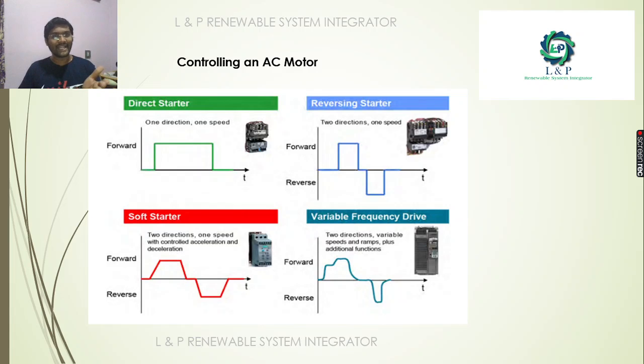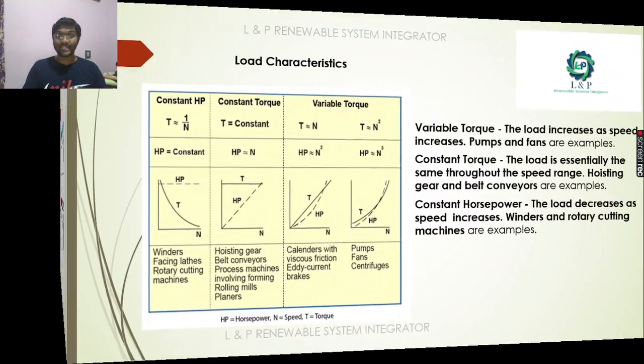If you go for a direct starter, you can operate in one direction. If you use a reverse starter, you can operate in two directions. If you go for a soft starter, you can control acceleration as well as deceleration, in both directions. But if you go for a variable frequency drive, you can operate in two directions, you can go for variable speed and ramp, and you can go for additional functions also. That is the benefit of this.